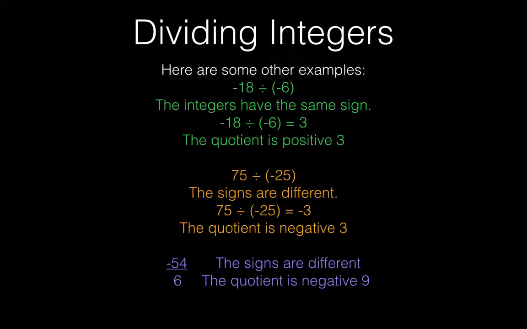So here are some other examples. Negative 18 divided by negative 6, the integers have the same sign, so the quotient is positive 3. 75 divided by negative 25, the signs are different, so the quotient is negative 3. Negative 54 over 6, or negative 54 divided by 6, the signs are different, so the quotient is negative 9.